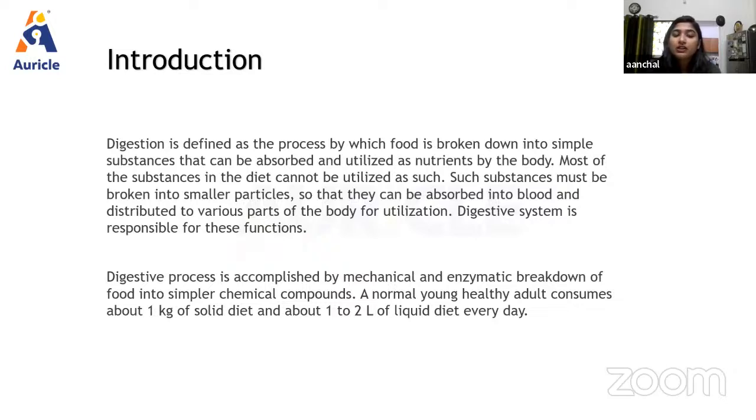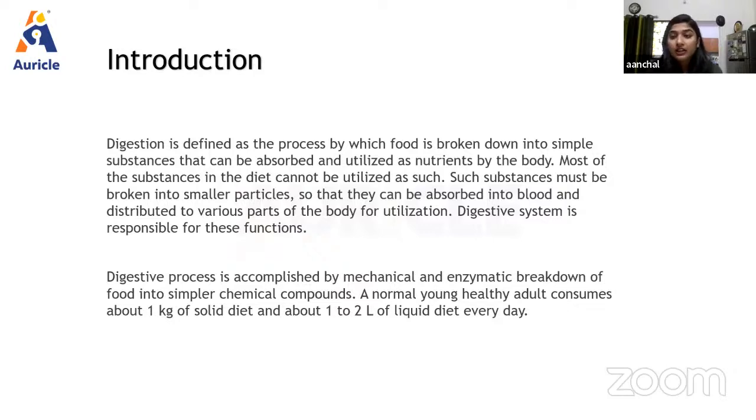Most of the substances in the diet cannot be utilized as such. Such substances must be broken down into smaller particles so that they can be absorbed into blood and distributed to various parts of the body for utilization. And the whole GIT tract is responsible for these functions.